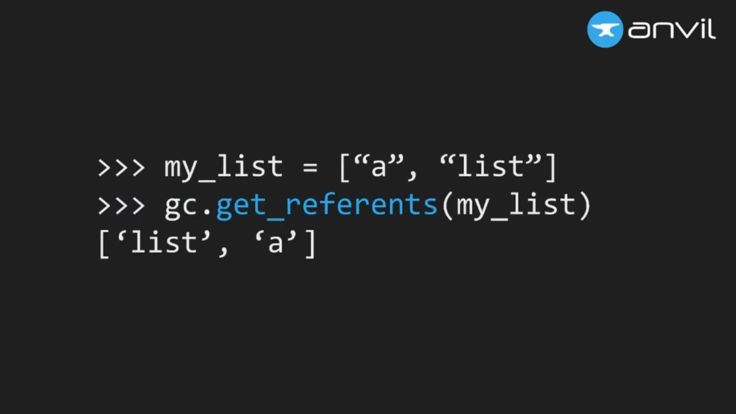So if we've got a list, we can call this get referents method on it. What that does is it goes through your object and says, what are all the things that you point at? This list has a pointer to the strings list and A. This is not guaranteed to be in any particular order, I think, by this method. And so this allows the garbage collector to detect these cyclic isolates, essentially.